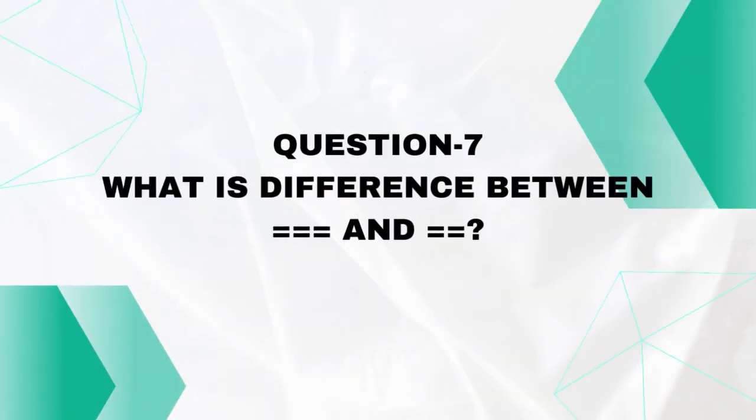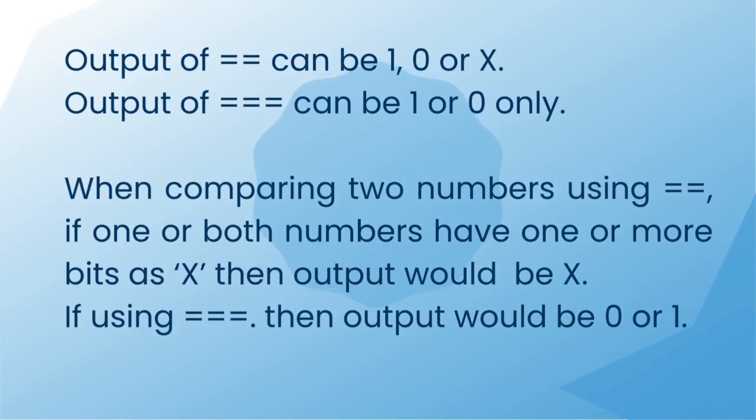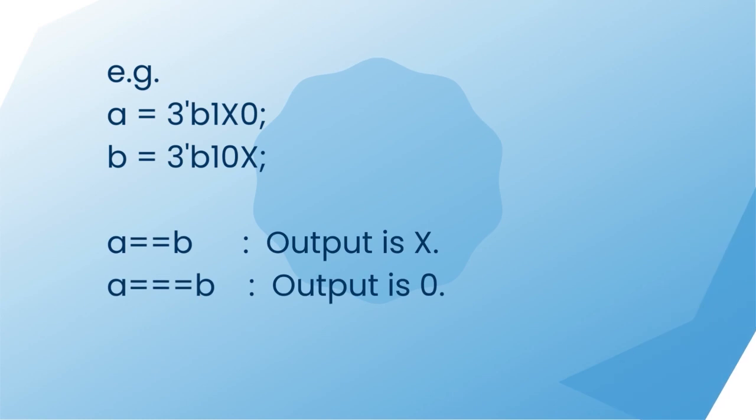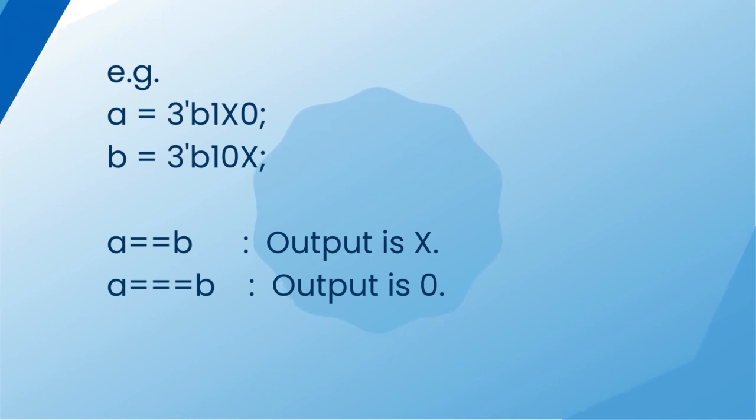Now comes the seventh question. What is the difference between double equal and triple equal? So the output of double equal can be 1, 0 or x, while the output of triple equal can be 1 or 0 only. When comparing two numbers using double equal, if one or both numbers have one or more bits as x, then the output will be x. For example, A equal to 3 bit 1x0, B equal to 3 bit 10x. So for A double equal B, the output will be x, while for A triple equal B, the output will be 0.